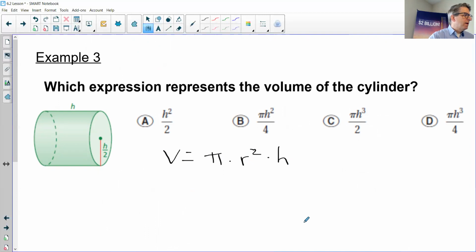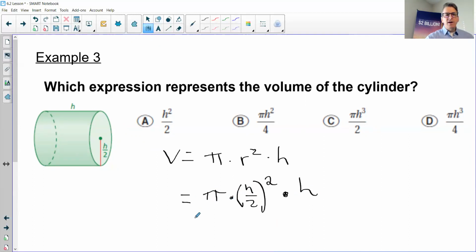Okay, so in this case, we are just going to substitute in what we know. We know that the radius is h over 2. So we're going to take pi times r squared, the radius squared is h over 2, and we're going to square that, and we're going to take it times another h. Okay, so that's the volume of that cylinder.